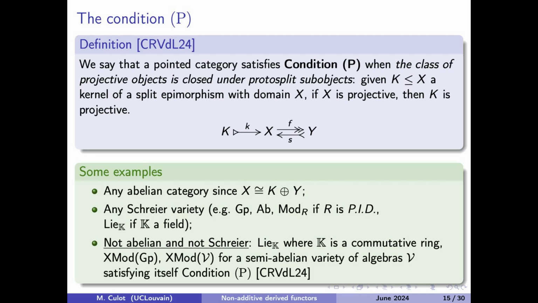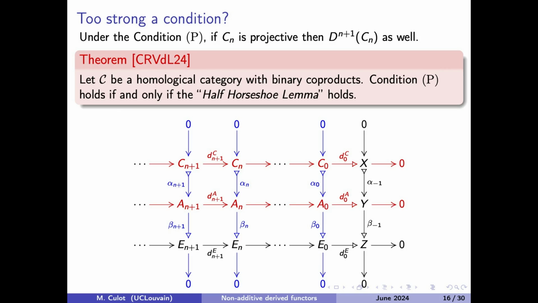The first one was Lie algebras where K is a commutative ring. And we also prove that crossed modules of groups satisfy the same condition, and more generally, just take a similar variety V satisfying itself the condition P. Okay, but what I want is just that the object be projective, but I ask more than that, so maybe it is too strong a condition.